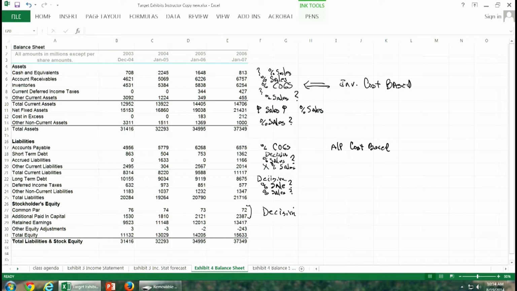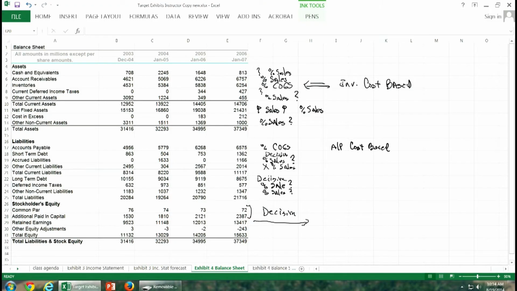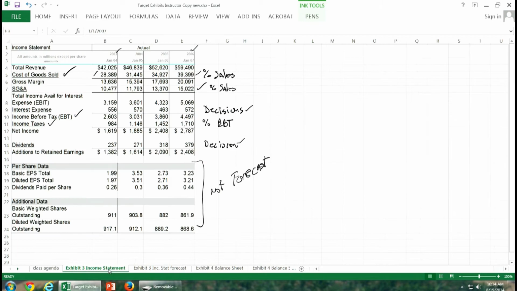Retained earnings will change, but there's a little bit of a decision here in the sense that it's going to depend upon net income, which is related to sales, but also depends upon what the dividends are, because when we go back and look at the income statement over here, what we see is that there are additions to retained earnings, which is net income minus dividends, and that gets us our additions. This is the amount of money that's being retained in the firm.